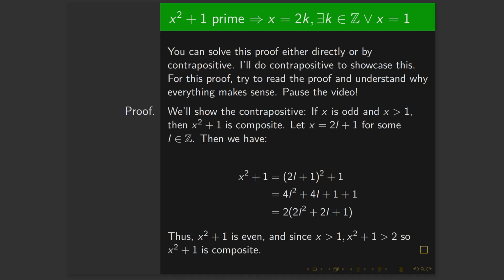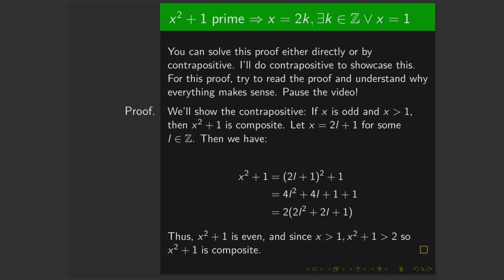Now let's look at a neat example. Let's say for all x natural numbers, if x squared plus 1 is prime, then x is even or x is equal to 1. We can solve this directly, but I think I'll do contrapositive to explain why this works. So remember, we're going to use De Morgan's law. So we have x is even or x is equal to 1. Not (a or b) is the same as not a and not b.